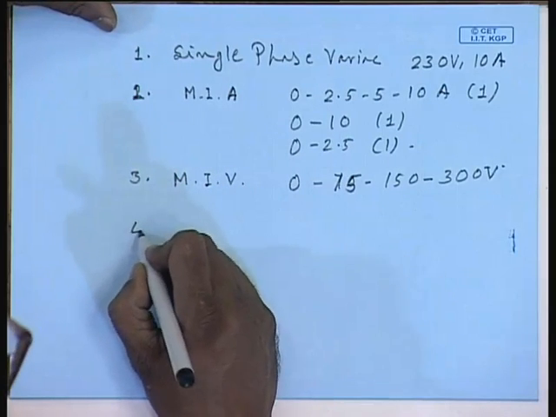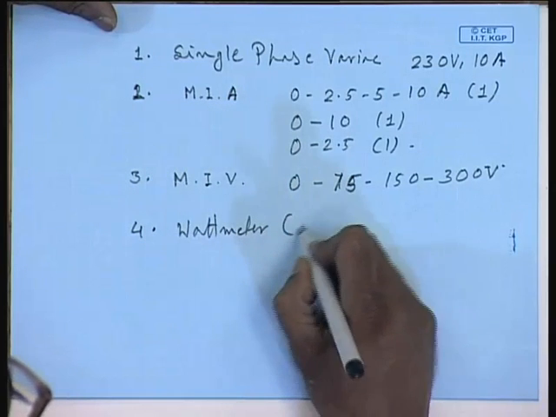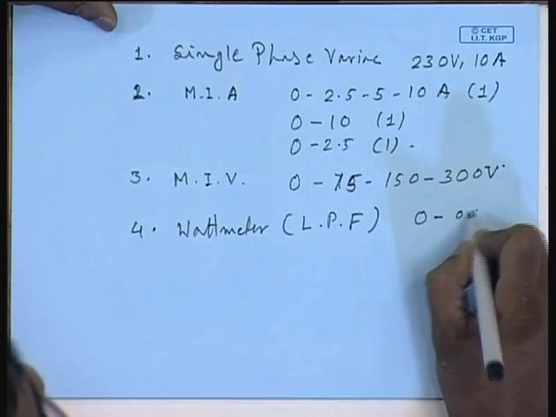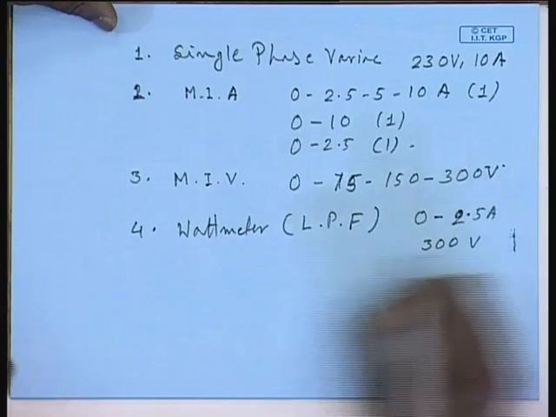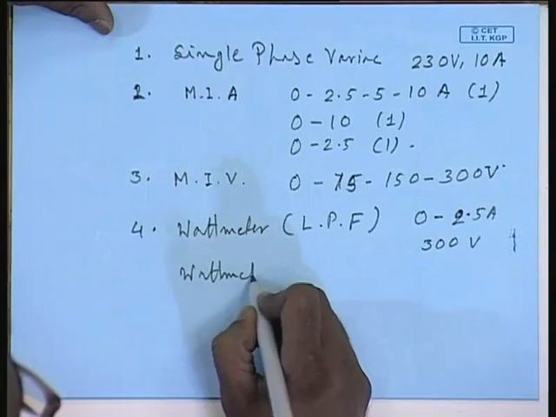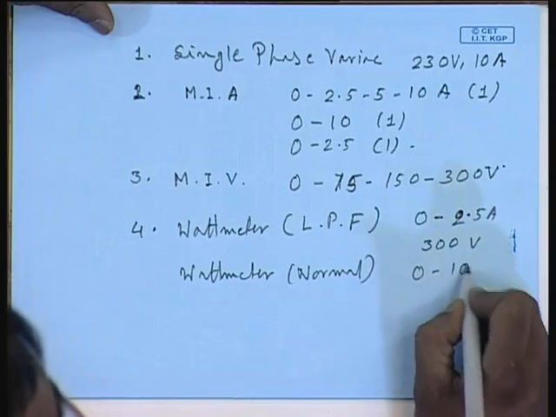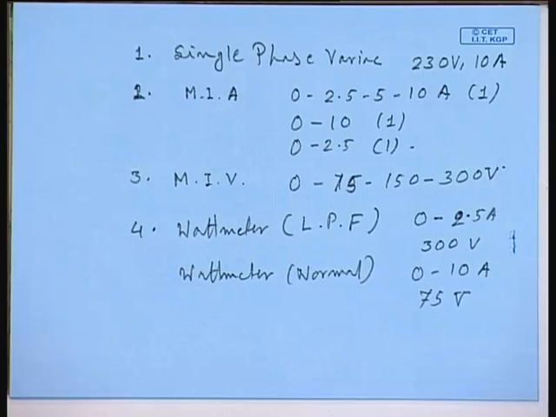You will need two types of wattmeter. One is LPF, current coil rating 0 to 2.5 amperes, potential coil rating 300 volts. Another is a normal wattmeter, current coil rating 0 to 10 amperes, potential coil rating 75 volts. These are the list of equipment necessary for performing the short circuit and the open circuit test on this particular transformer.